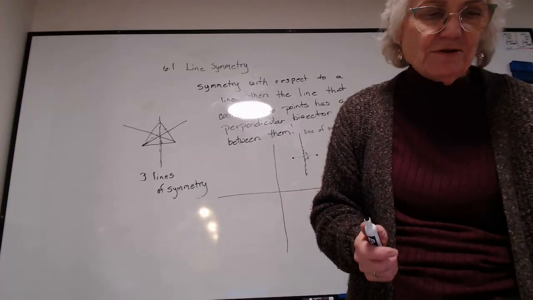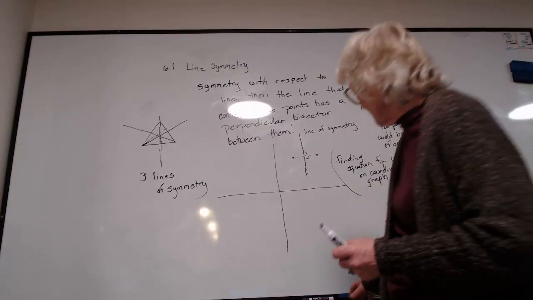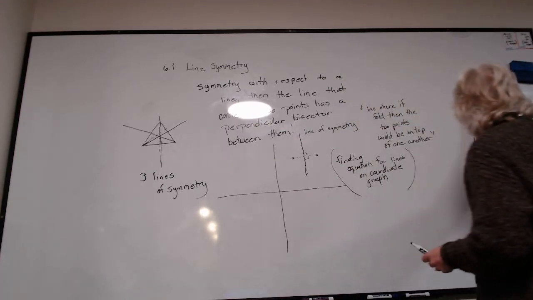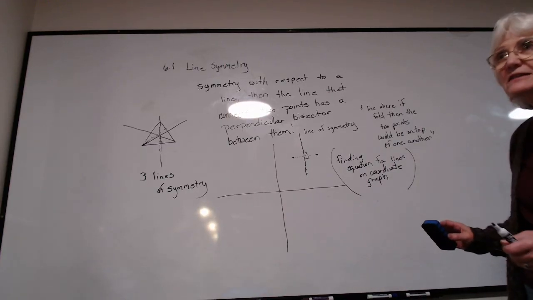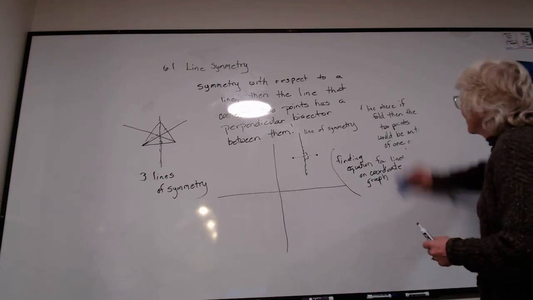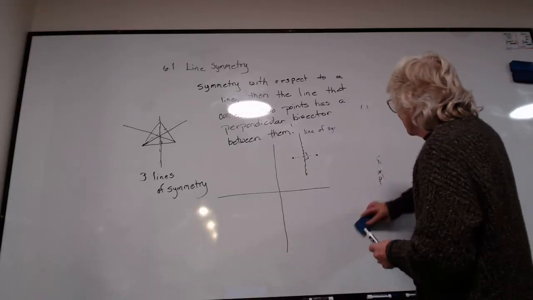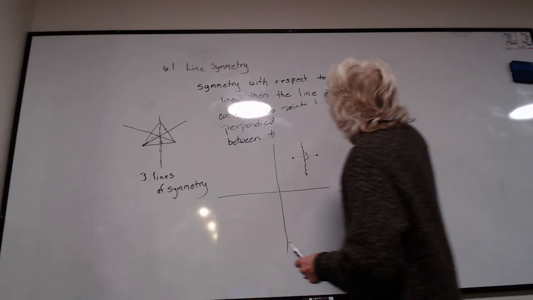So we're going to go on to 6.2. Okay. 6.2 now is very much about parallel lines. That's the title of the section, which is also the title of this whole chapter.